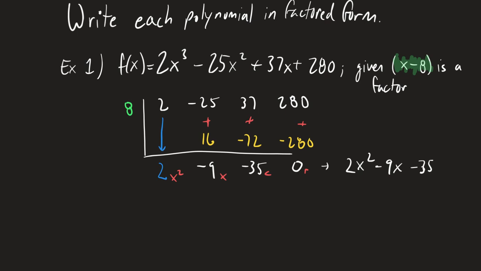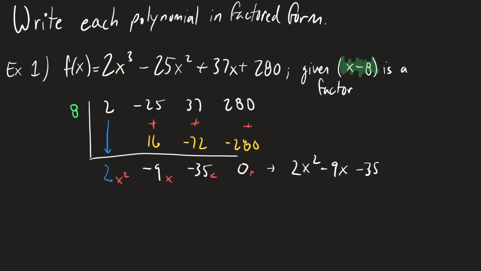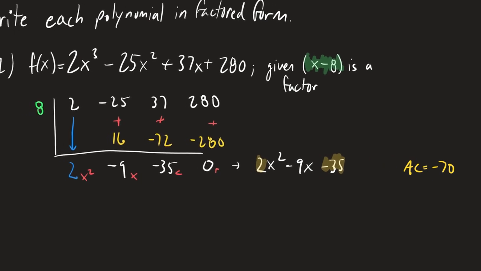And so we're going to use the AC method to do that, since that has 3 terms. So we're going to take our A value and our C value. Our A value is 2, our C value is negative 35. So that means our AC is negative 70. And then we need that to add up to negative 9, our B value. So I want to find factors of negative 70 that add to be negative 9. So let's factor negative 70.